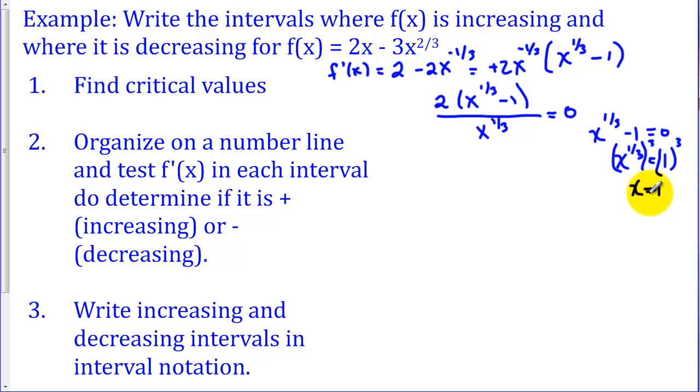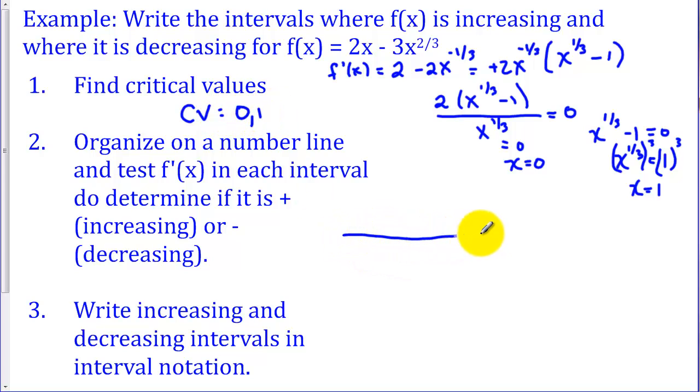Now also remember, we need to look at where our derivative is undefined. This would be undefined if we divide by 0. So if we set the denominator equal to 0, we get x equals 0. So that's also a critical value because it makes the derivative undefined. And lastly, we look at our original function. Nothing makes that undefined. This x to the 2/3 is defined for all real numbers. So our critical values again here were two of them, 0 and 1.